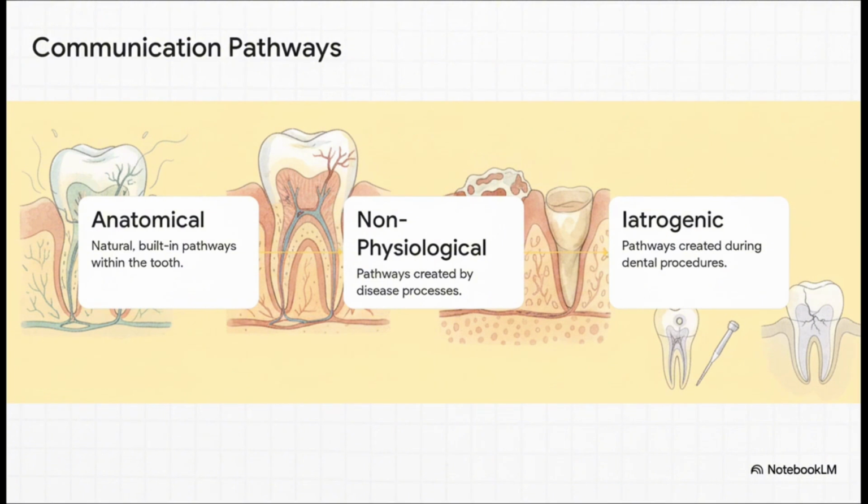First, you've got the natural anatomical pathways that are just built into the tooth. Second, there are non-physiological pathways, ones that are carved out by disease. And third, we have the iatrogenic pathways, which, unfortunately, means they're the ones we sometimes create during dental procedures.